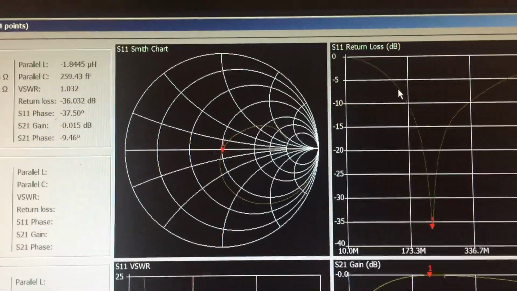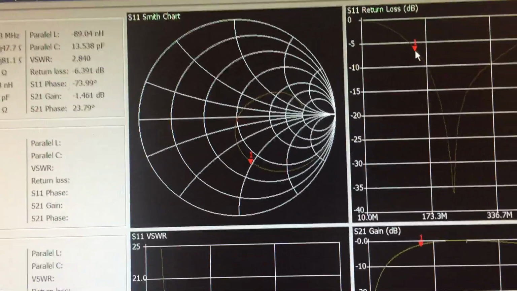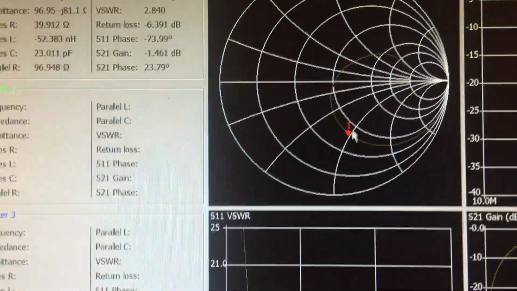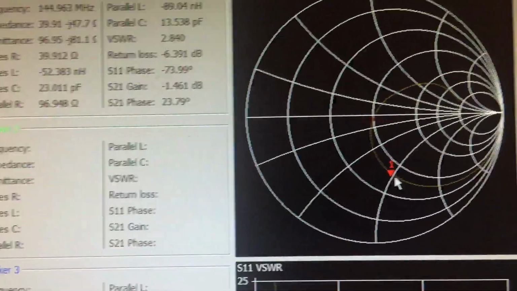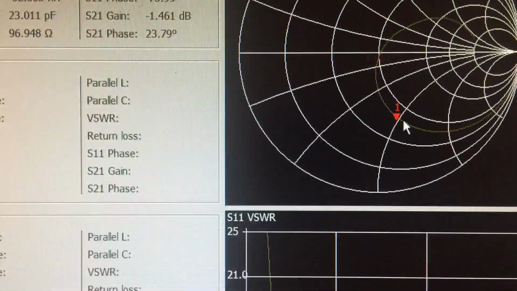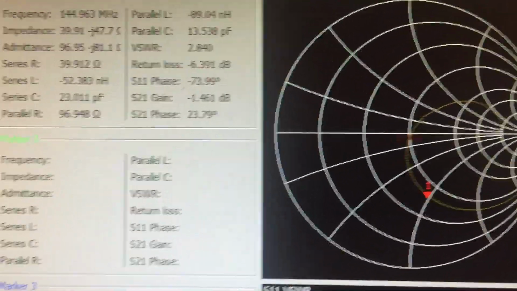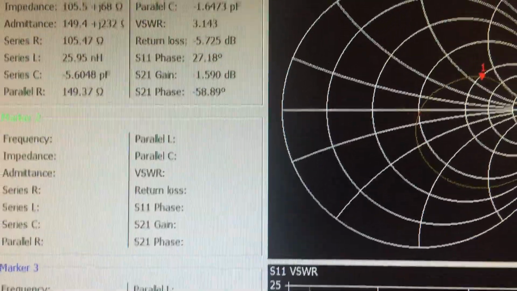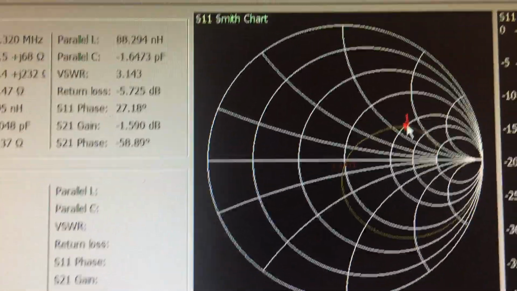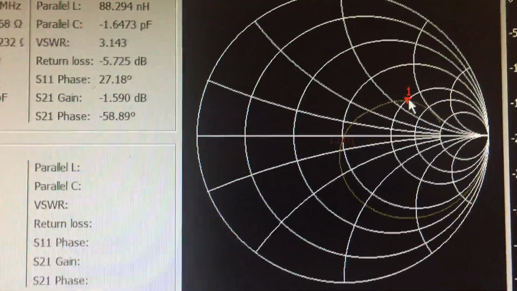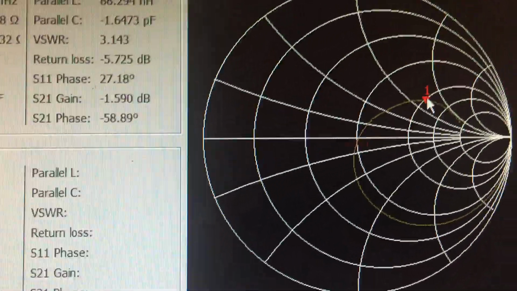But watch the Smith chart. If I go below the resonant frequency, what do we see? The marker moves to the bottom half of the Smith chart, which is capacitance. And then if we go above the resonant frequency, what do we see? The marker moves to the upper side of the Smith chart, which is inductance, right?